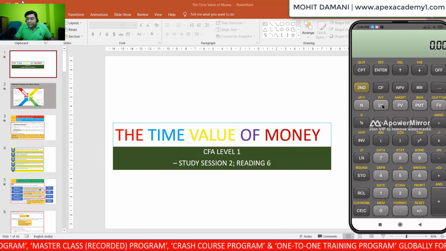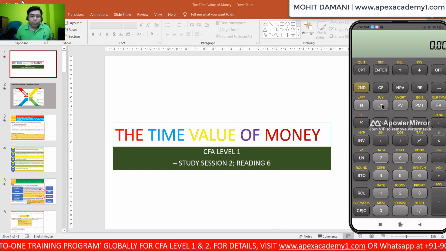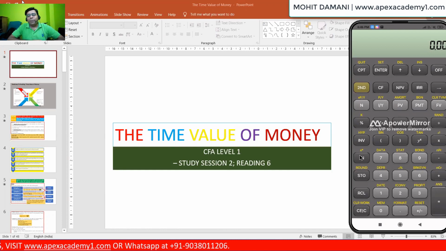See, the calculator is an instrument for you, for all the CFA candidates that are here, that are willing to appear for the exam. This is your instrument. The person who knows best how to use his instrument will win the game.